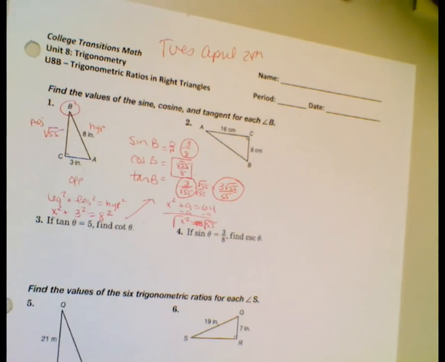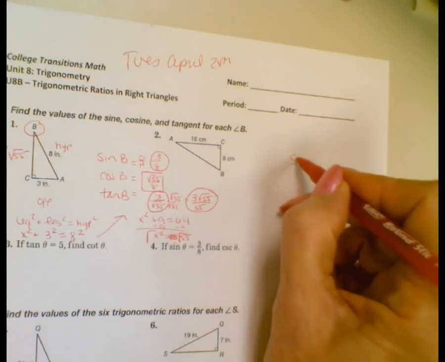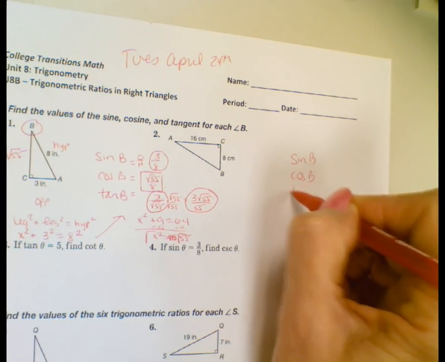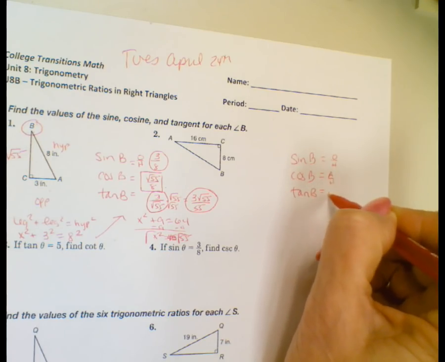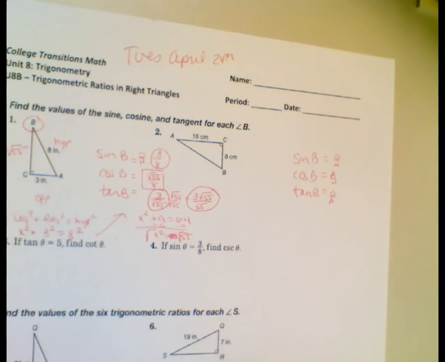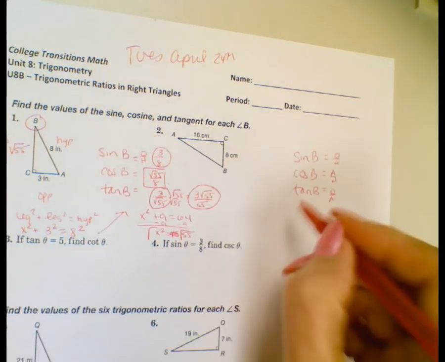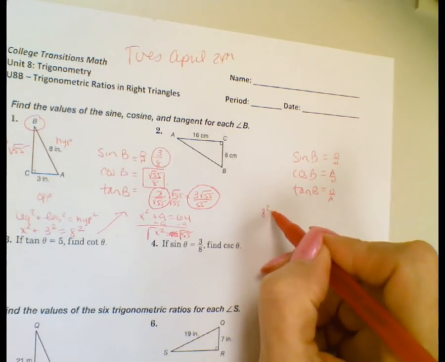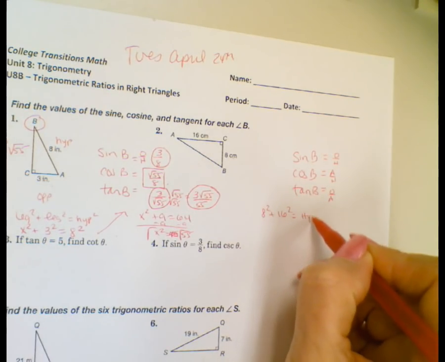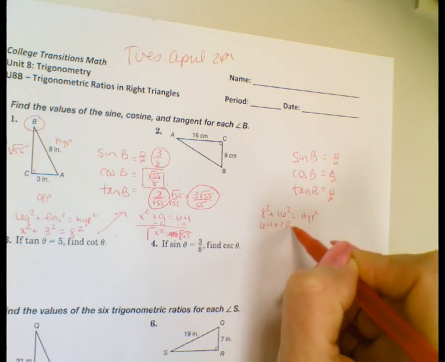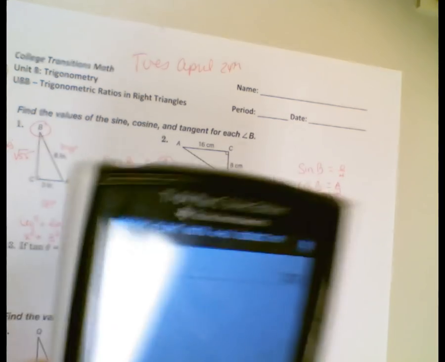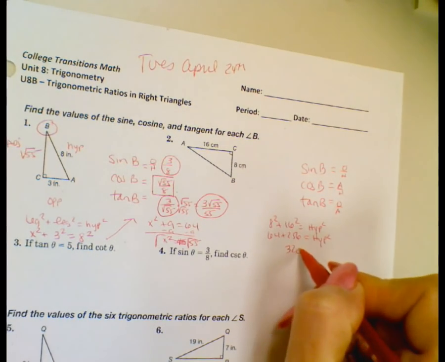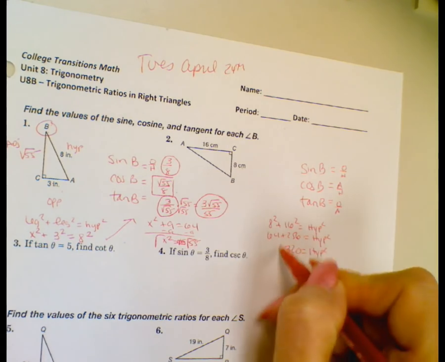Second triangle, we're missing the hypotenuse. It does say find, again, sine of B, cosine of B, tan of B. Sine is OH, cosine is AH, and tan is OA. So we need to find this thing right here. So we know our legs this time. So we have 8 squared plus 16 squared equals hypotenuse squared. 64 plus 256 equals hypotenuse squared. Let's see, 64 and 256 is 320 equals hypotenuse squared, and then square root this.